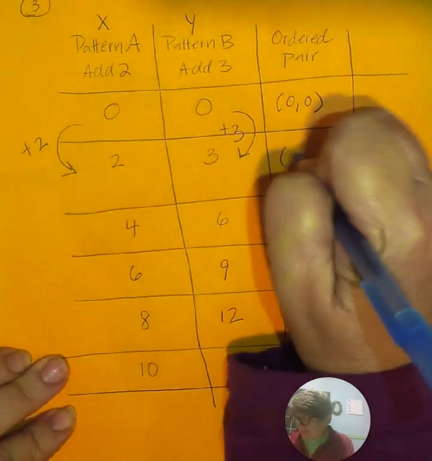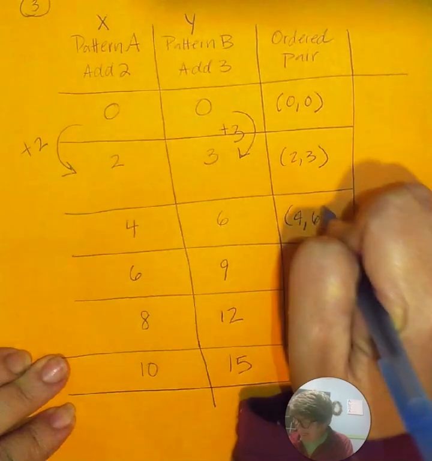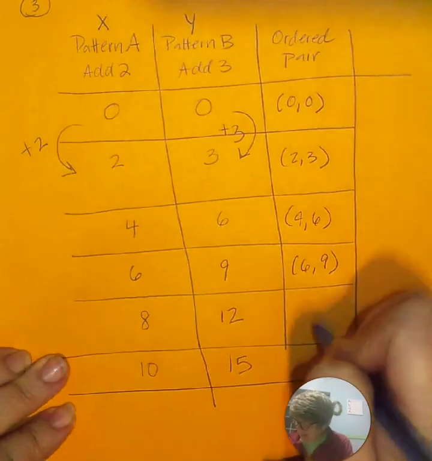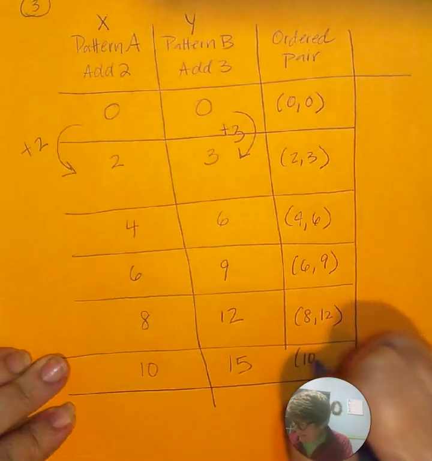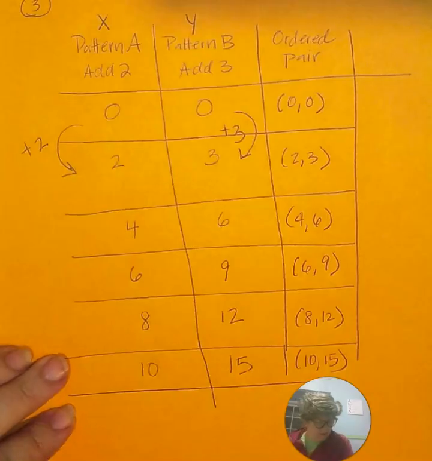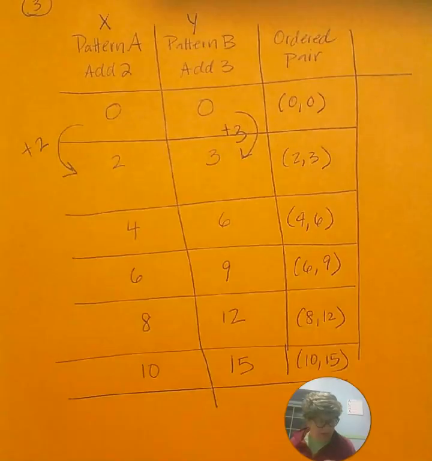2, 3, good job. And then 4, 6, and 6, 9, and 8, 12, and 10, 15, and we could keep going on and on and on, right? Okay, now we can use these ordered pairs, of course, to make a graph, right?